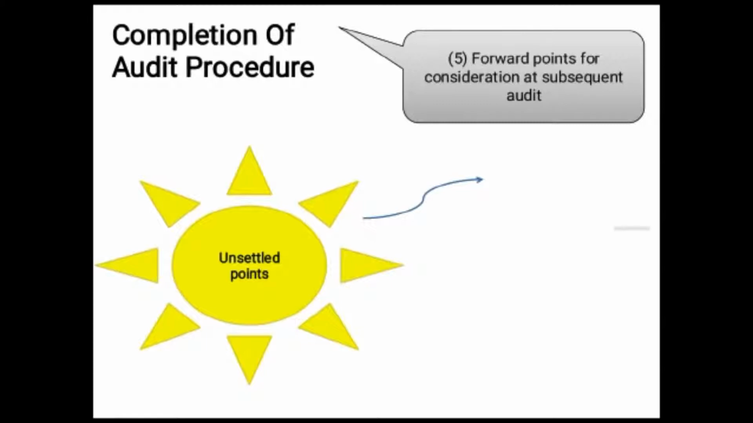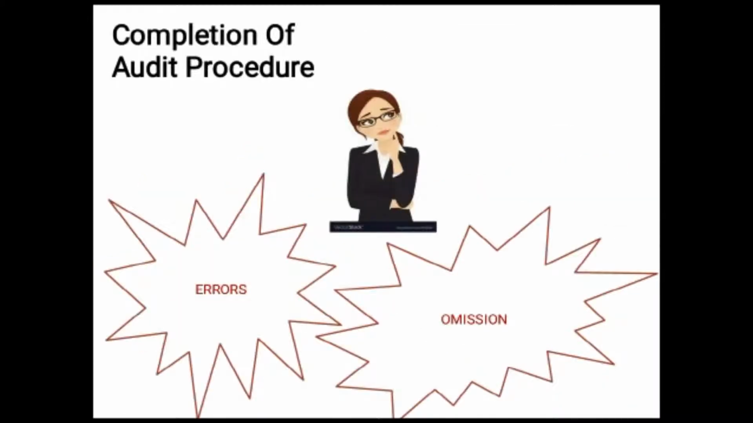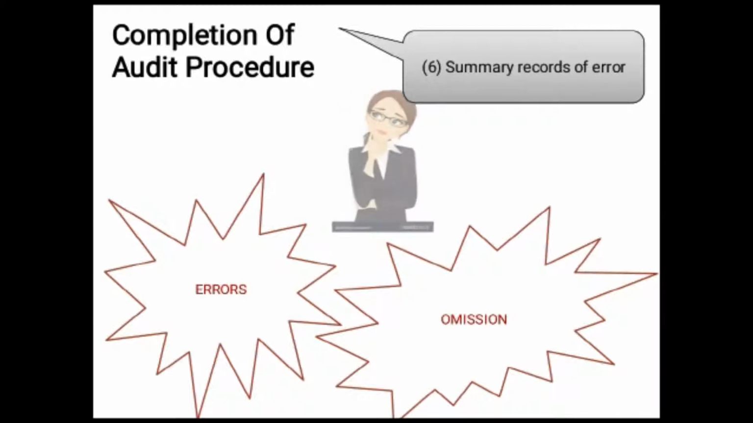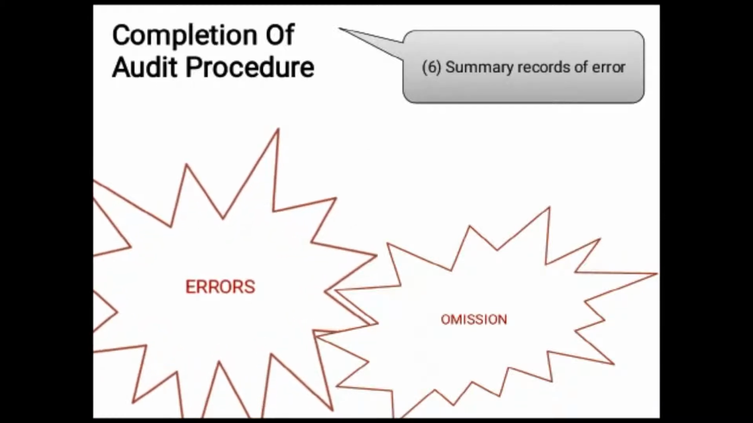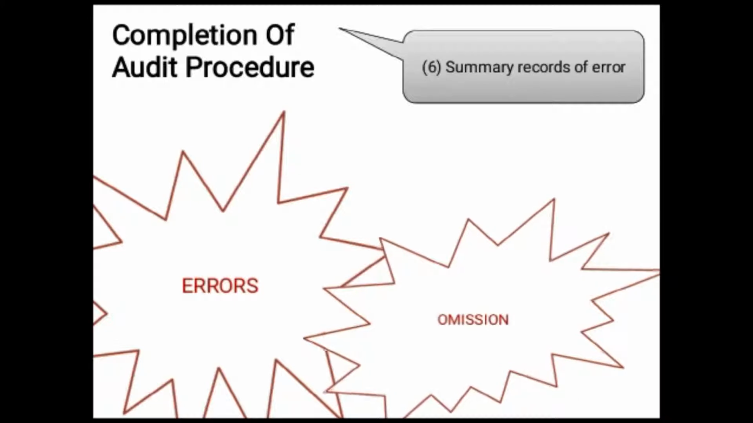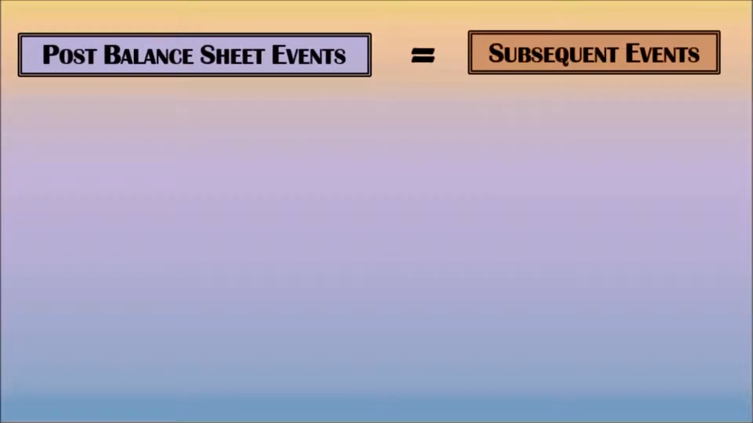Fifth, forward points for consideration at subsequent audit. All unsettled points have to be taken up in the next period and settled with the client at the start of the next audit. Sixth, this is the summary record of errors. The auditor shall prepare a summary of all such errors and omissions which have been observed during the course of audit and which have remained unadjusted.